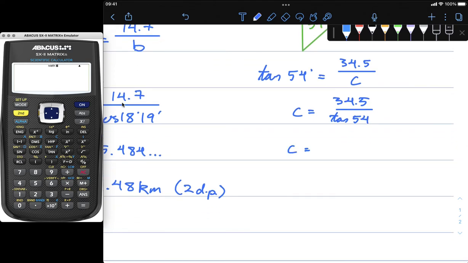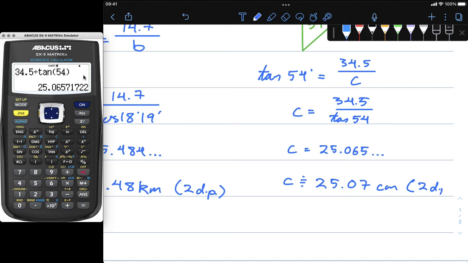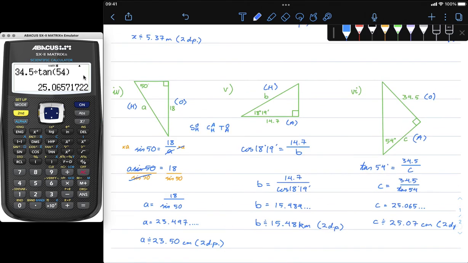Typing that into our calculator, you can write it like this, 34.5 divided by tan 54, closing our bracket, we get 25.065, rounding this to 2 decimal places, 25.07, which is 2 decimal places once again.